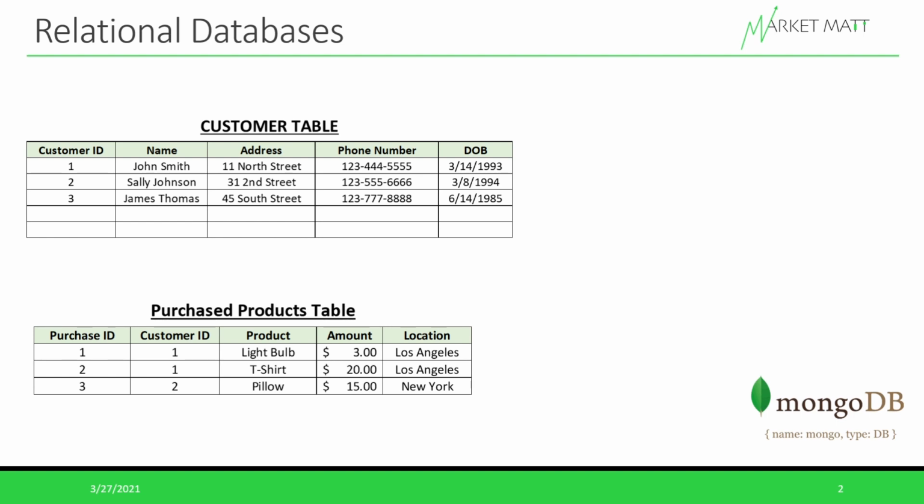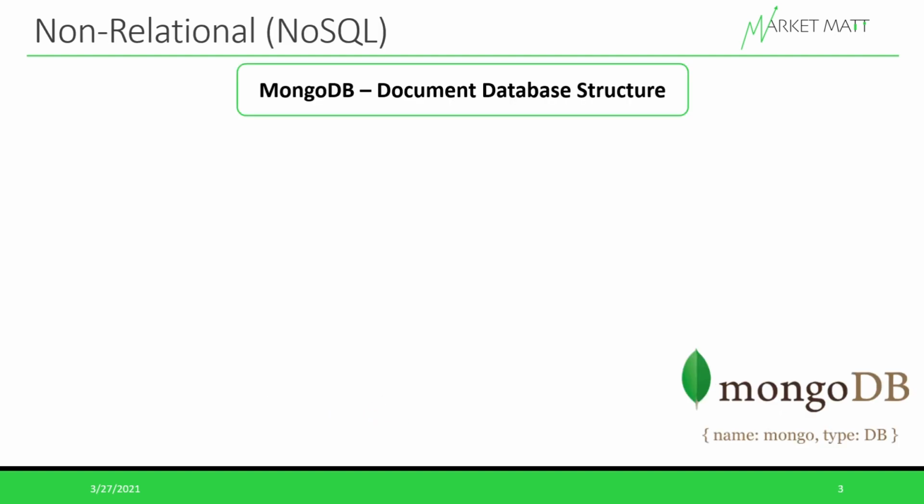So for the first row of data in the purchase products table, I can see that a light bulb was purchased for $3 in Los Angeles, and with this customer ID of 1, I can now relate in this table that customer was John Smith, and I have all his relevant information in this table. So everything is going to be linked from a database perspective. Non-relational databases are sometimes called NoSQL databases as well, but MongoDB is a document database structure.